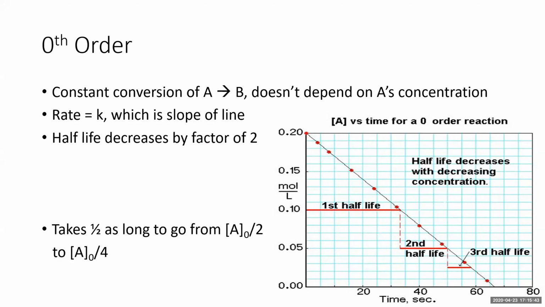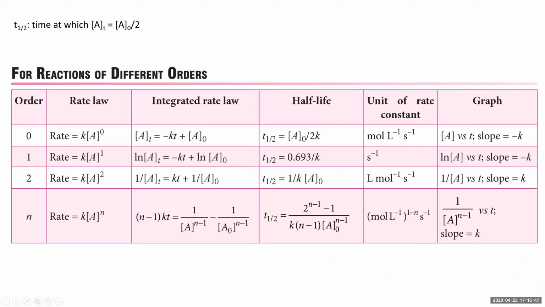Okay, if there aren't any other questions about that, I'll move on to first order. So first order, you can see that the rate is equal to K times the concentration to the first power. And if you're trying to solve for the half-life, in this case, you would plot the natural log of A versus T, and you'll find that that graph should have a slope equal to negative K.